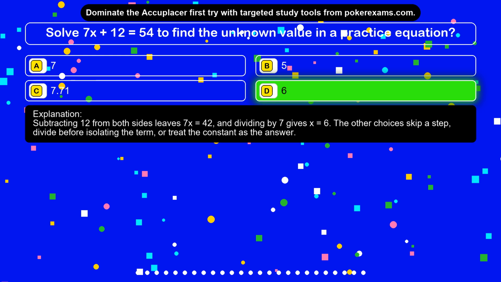Subtracting 12 from both sides leaves 7x = 42, and dividing by 7 gives x = 6. The other choices skip a step, divide before isolating the term, or treat the constant as the answer.